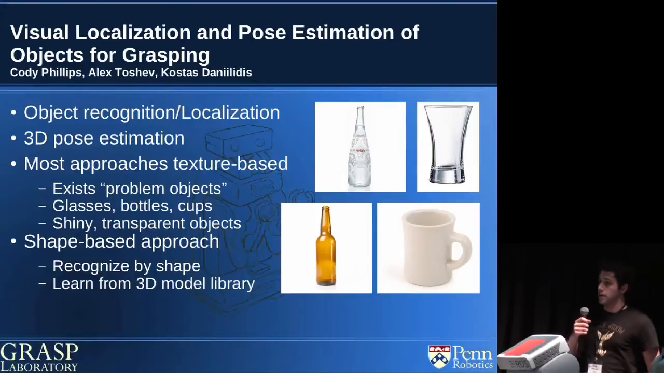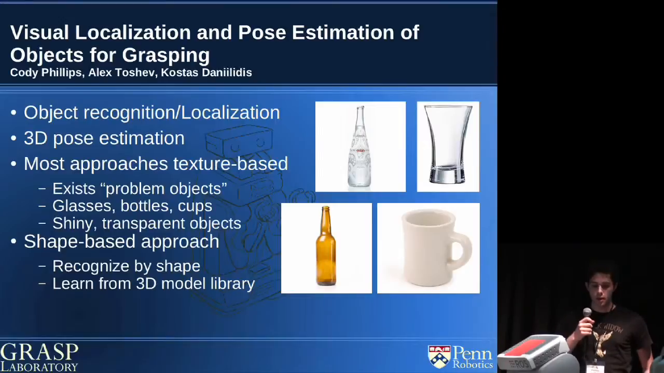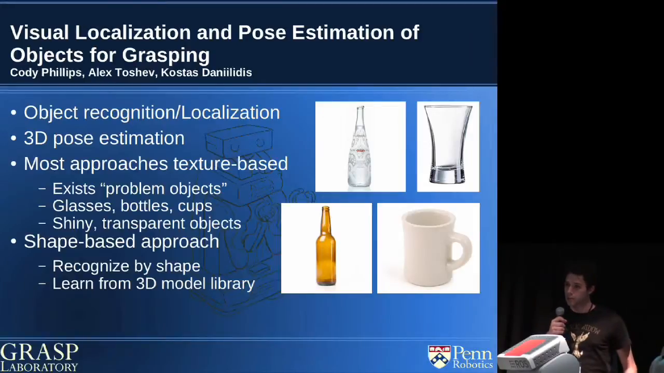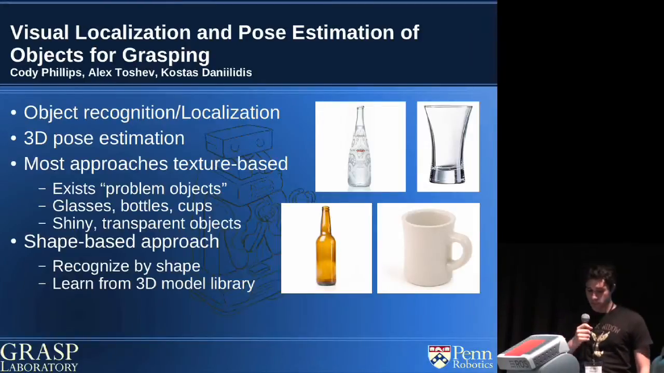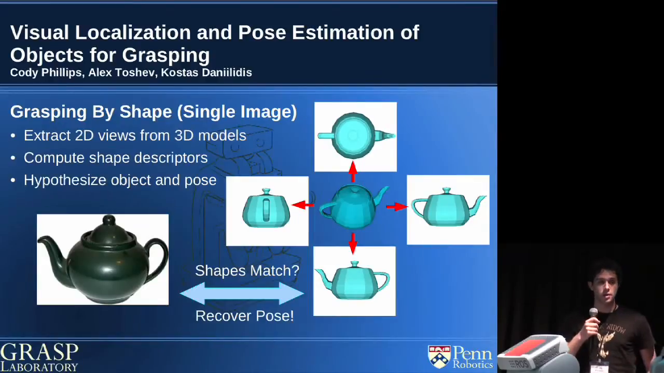So we, in our lab, have developed a new shape descriptor that we are going to try out with a shape-based approach to solve the above three tasks. Using this shape descriptor and in conjunction with a 3D library, we hope to be able to perform the above three tasks. Here's a quick overview of how we would perform object recognition, localization, and pose estimation.